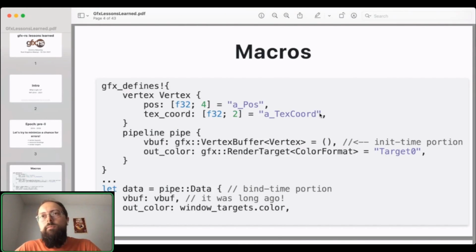To do that, we looked for different ways. We found macros to be most appropriate. So we would have a big define with a lot of different things, like the vertex format you can see here, and the pipeline with everything in it. Vertex buffers, the output colors, all the uniforms, everything goes into the pipeline. There is also fancy syntax for initialization, and separately, the user would create the data instantiation where they provide actual buffers.